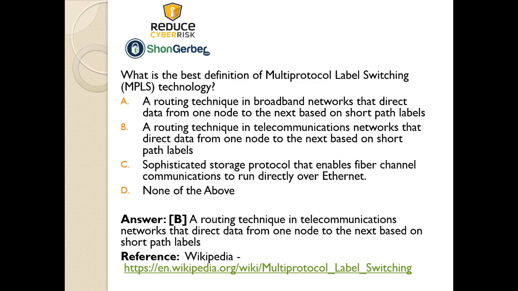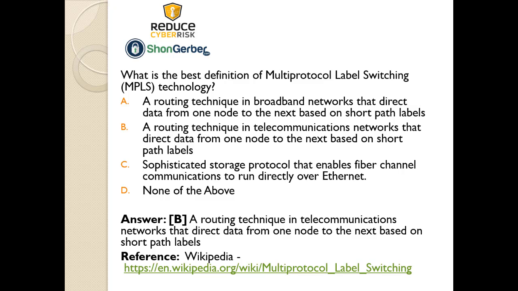So A is a routing technique in broadband networks that directs data from one node to the next based on short path labels. B, a routing technique in telecommunication networks that directs data from one node to the next based on short path labels. Or C, a sophisticated storage protocol that enables Fibre Channel communications to run directly over Ethernet. That looks familiar. And D, none of the above. The answer is B, a routing technique in telecommunication networks that directs data from one node to the next based on short path labels. And that's MPLS technology.